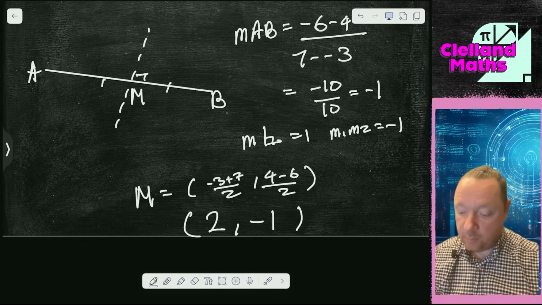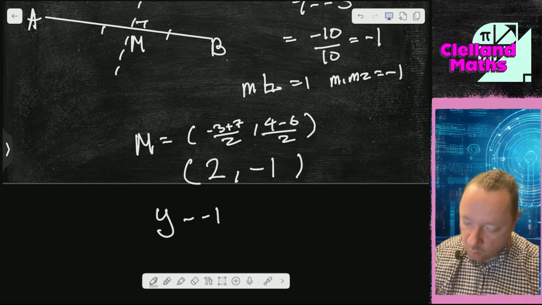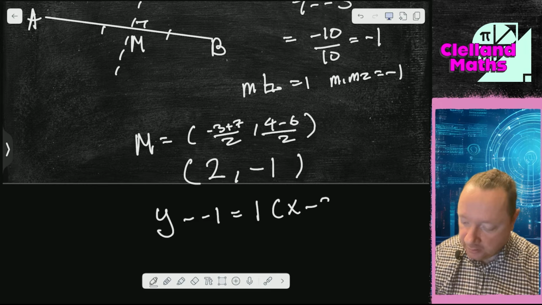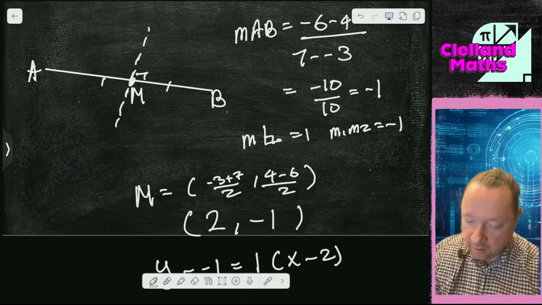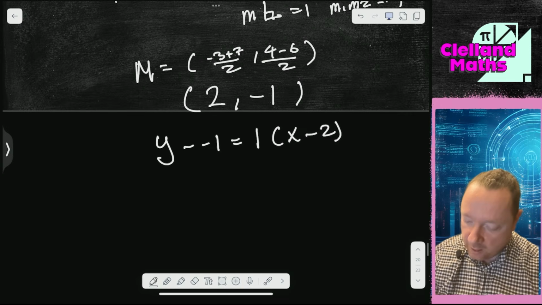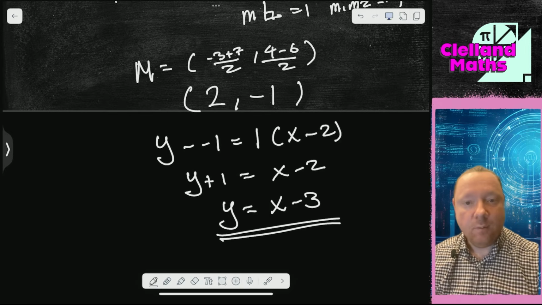And now it's just y minus b equals m(x minus a) again. Y minus minus 1 equals m(x minus a). So I'm using the point 2, minus 1 because that's the only one on the line at right angles. Y plus 1 equals x minus 2, x minus 3 when I move that 1 over, and I'm done there.